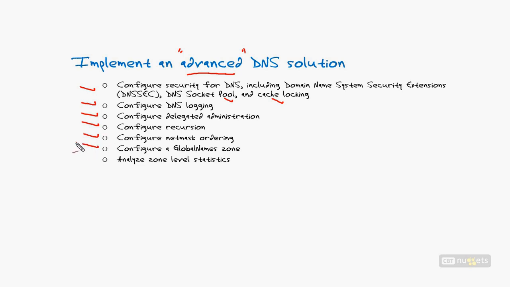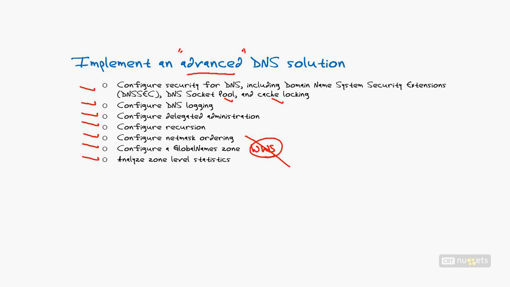If you haven't played yet with a global names zone also, global names zones are a way that you can use if you're looking to get rid of WINS out of your environment. Hopefully you're not still one of those environments that has WINS lying in place. If you do, global names zones are one way to try to get yourself out of that WINS situation. And then there's one quick PowerShell command that I want to show you that is associated with analyzing zone level statistics.